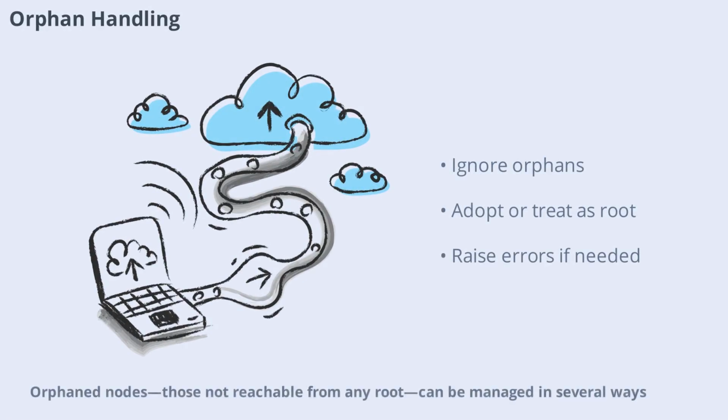Orphan nodes, those not reachable from any root, can be managed in several ways. You can ignore them, treat them as new roots, adopt them under the last root, or raise errors if they exist. These options help you maintain a clean hierarchy structure and ensure that all relevant data is included or flagged as needed.